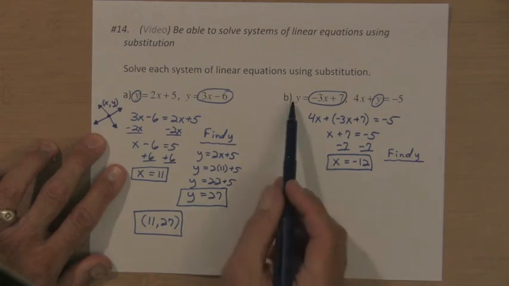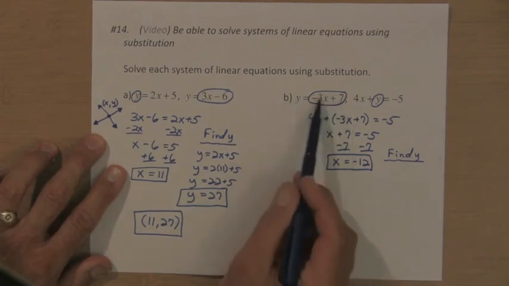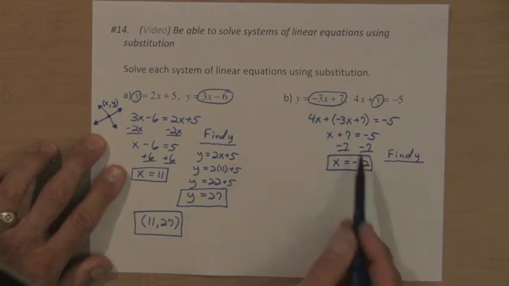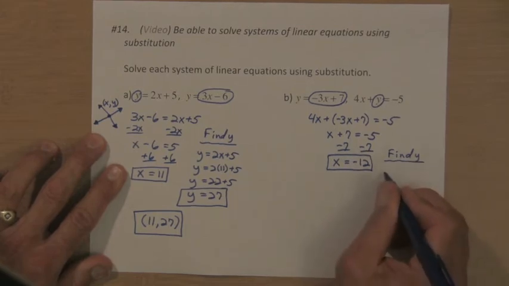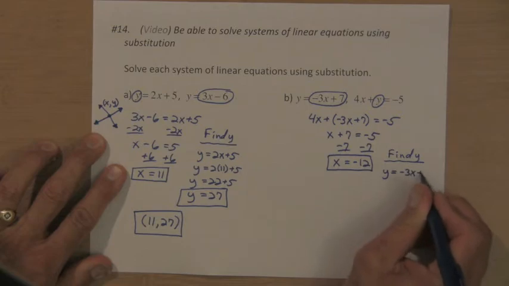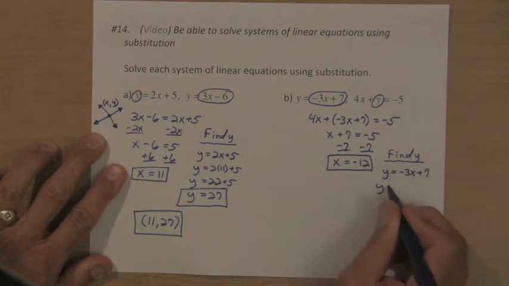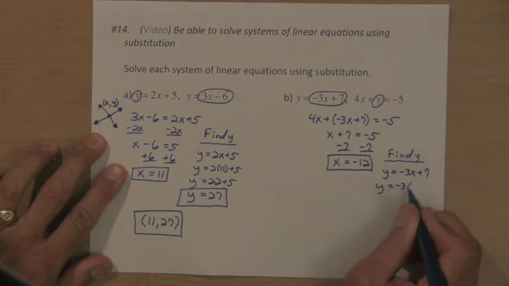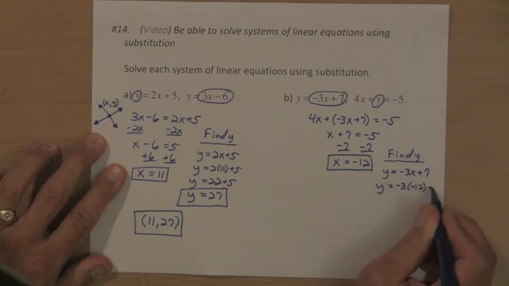The first one says that y equals this math done with the variable x. I know x is negative 12. I'm going to choose the first one. It's more straightforward than the second one. So I know that y equals negative 3x plus 7. But I can substitute what x equals, which is that negative 12, and I can solve this for y.